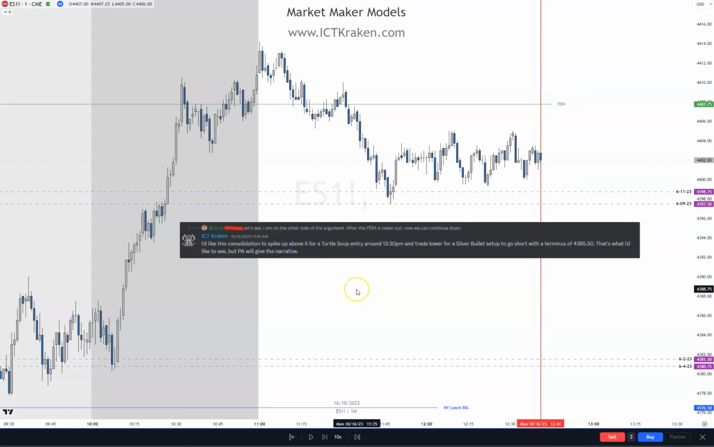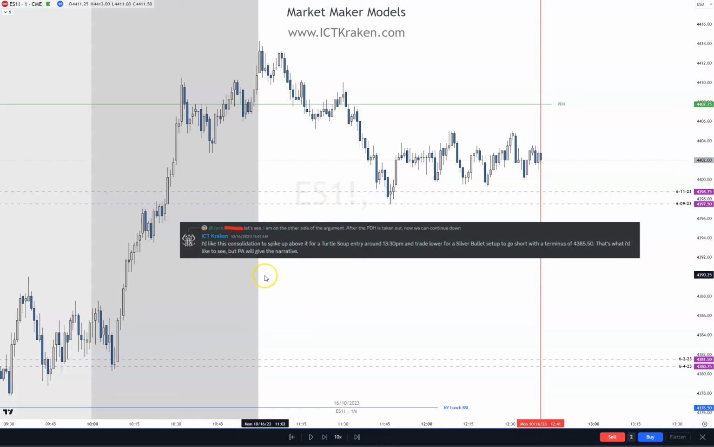This was in a Discord group that I'm in, and this person, Jack, was responding to someone that said they expect price to go higher. He said, let's see, I'm on the other side of the argument. After the previous daily high is taken out, now we can continue down. Obviously, right here, we took out the previous daily high, right?